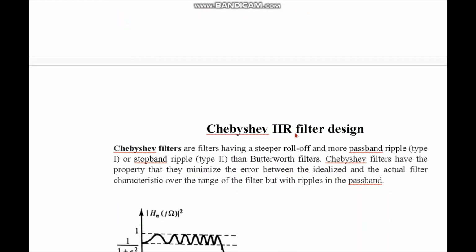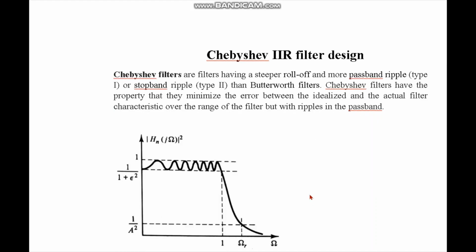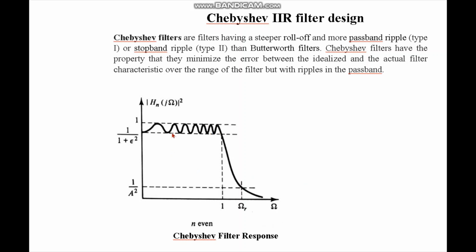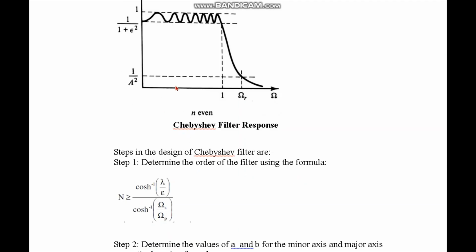The next is the Chebyshev IIR filter. Chebyshev filters have a steeper roll-off and more passband ripple or stopband ripple than Butterworth filters. Chebyshev filters have the property that they minimize the error between the idealized and the actual filter characteristics over the range of the filter, but they have ripples in the passband. For some specific applications, we require Chebyshev filter designs also. See, there are ripples in the passband. This is again the response of a low pass filter.